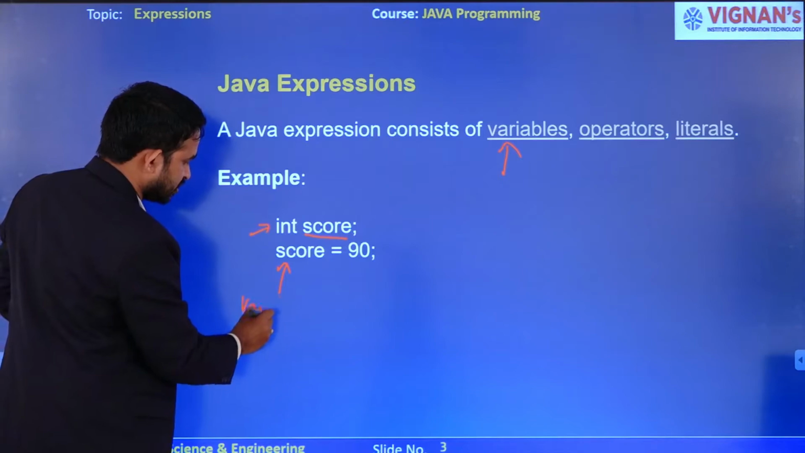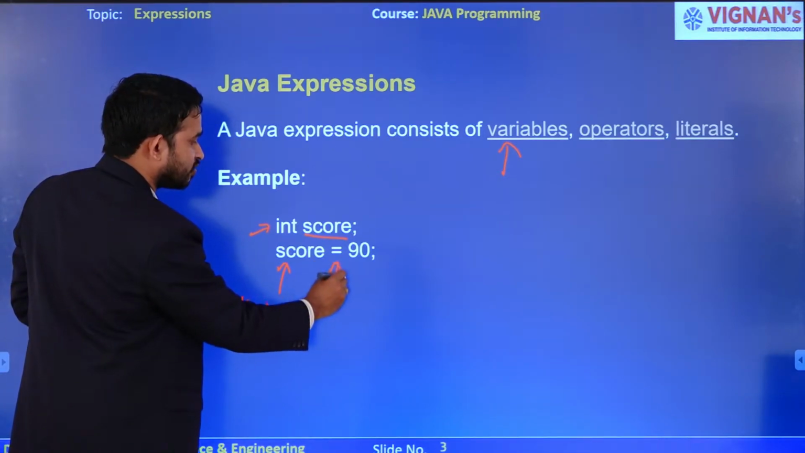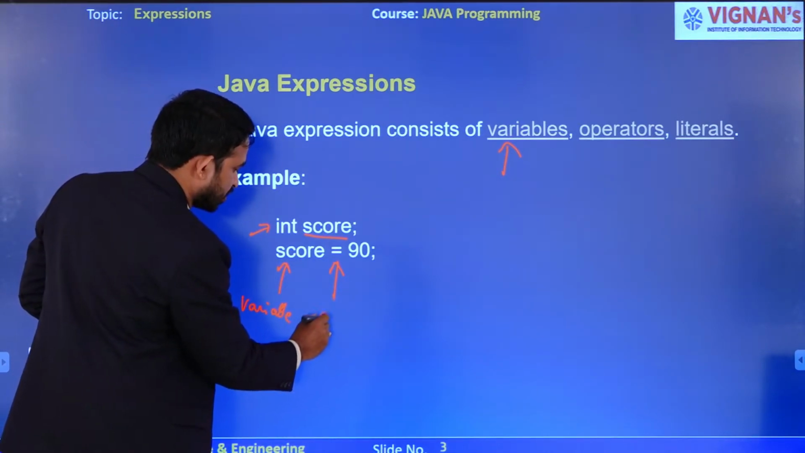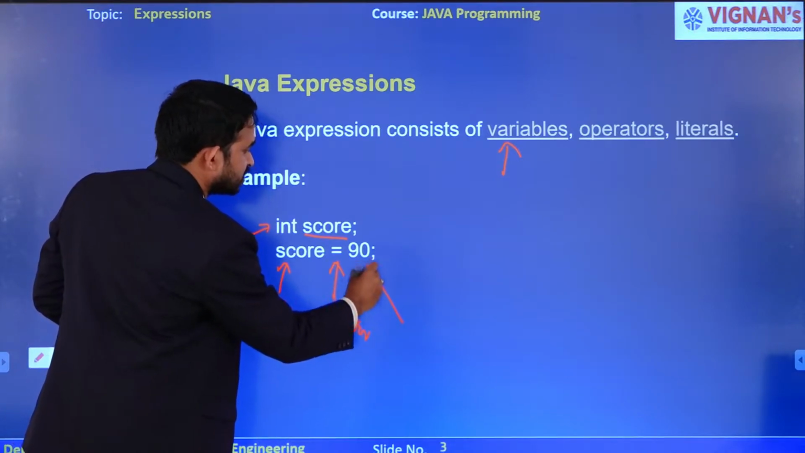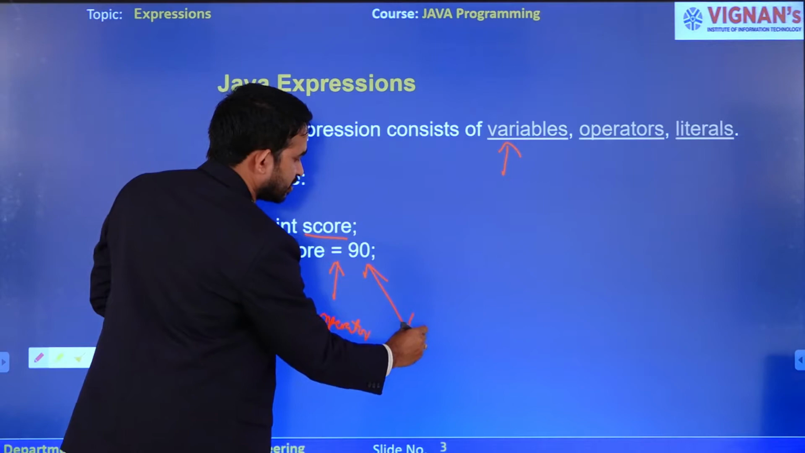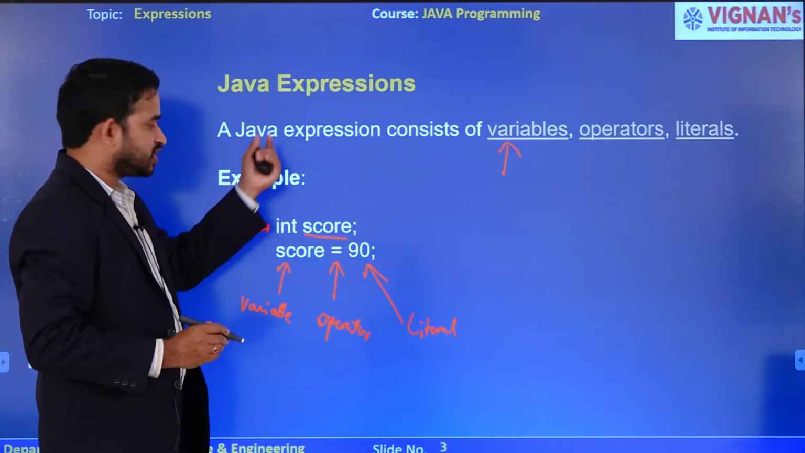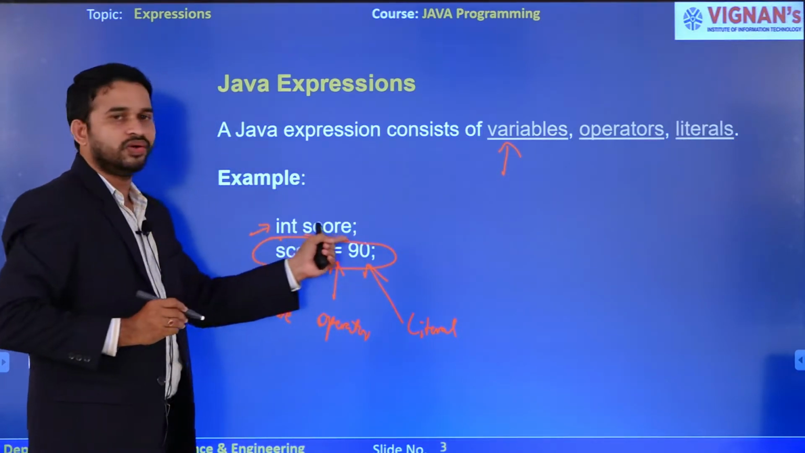What is the next one here? Here I am using one operator. What type of operator is it? The assignment operator, right? This is the operator. What about this one? This we call a literal. Okay, what is the meaning of an expression? This line, score equal to 90, we call an expression.